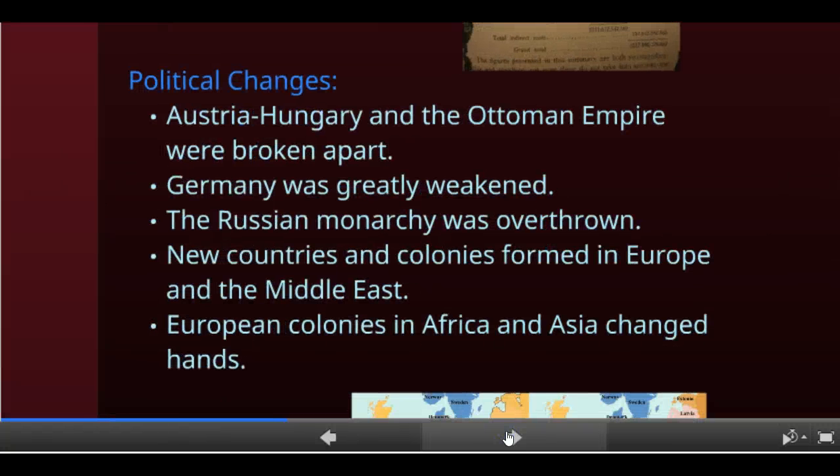Political changes. Austria-Hungary and the Ottoman Empire were broken apart because they were on the losing end. Germany, Austria-Hungary, the Ottoman Empire, and Italy, they lose the war. Germany was greatly weakened. The Russian monarchy was overthrown during the Russian Revolution, which we'll look at as well in a later video. New countries and colonies formed in Europe and the Middle East, so the colonies of the losing side went to the winning side, and so they changed hands.